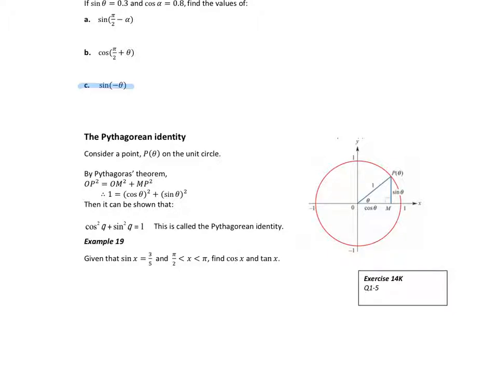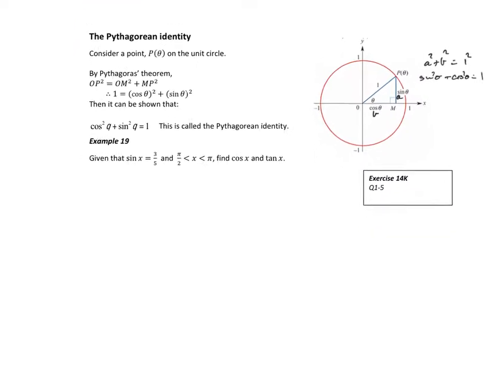The Pythagorean identity today is just really our Pythagoras' theorem. If that's a there and that's b there, I know that a squared plus b squared is equal to c squared, which is 1, which makes sine squared plus cos squared equal to 1. So it's a way we can work out our sine and cosine values from each other, if you like.